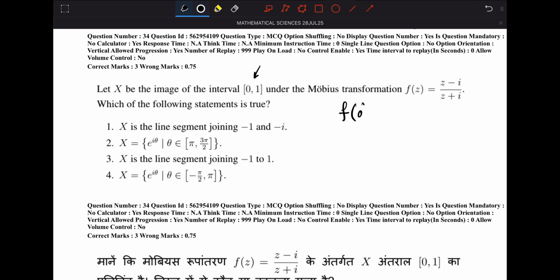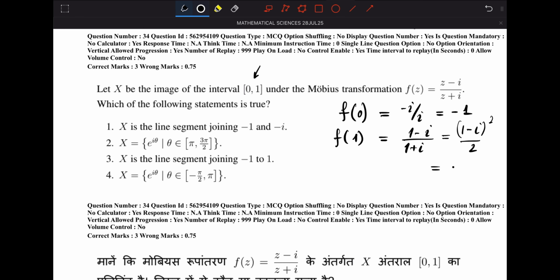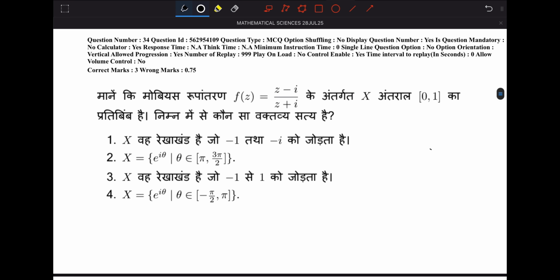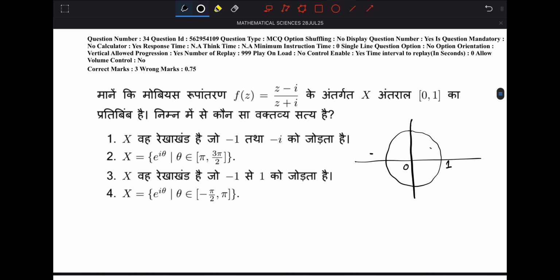So let us compute first what is f of 0. It is minus i over i, which is minus 1. And what is f of 1? It is (1 minus i) divided by (1 plus i), which is (1 minus i) whole square divided by 2, which is minus i. Okay, let us draw the picture. So this is 0, 1, minus 1, minus i. The image of 0 is minus 1, and the image of 1 is minus i.